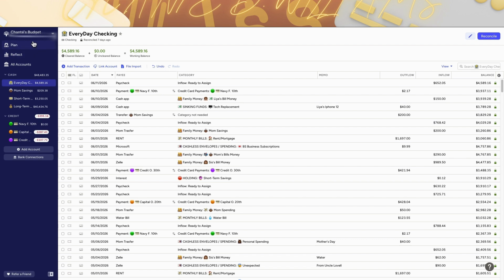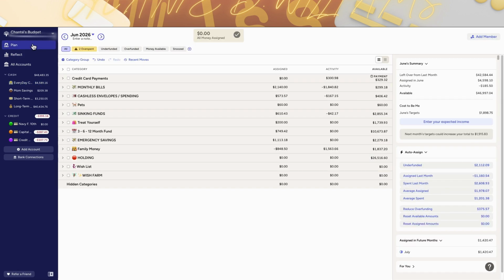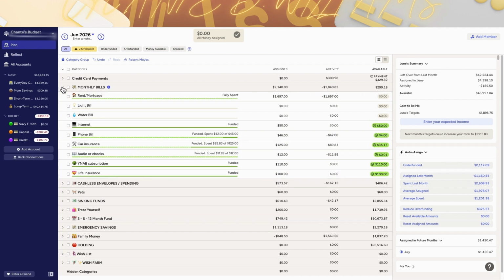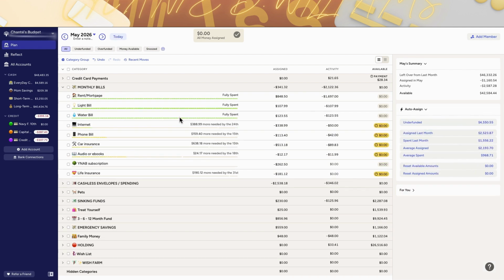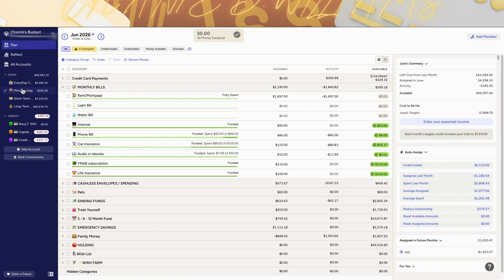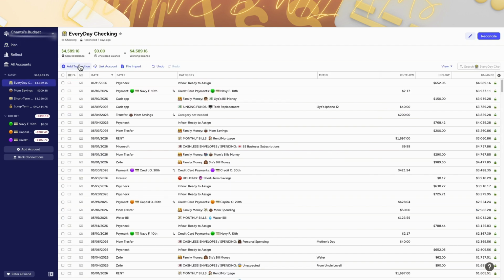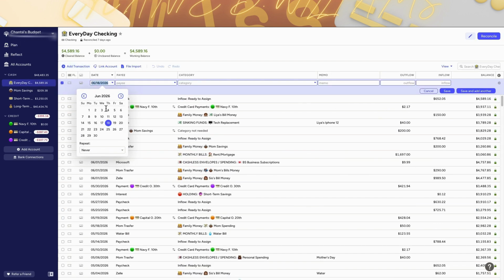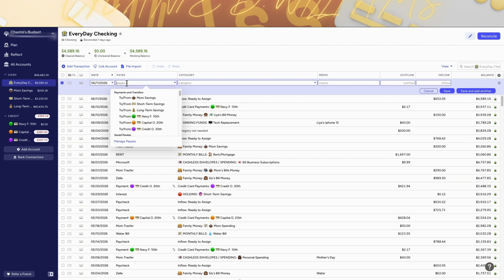Let me check my plan real quick because I have another water bill that came out, but I'm trying to see if I paid it last time or at least covered it. Okay, so that was for last month. So it's paid and fully covered. And for this month, I have this bill right here, so I can go back and add a transaction. This was on the 11th, and this is for the water bill.